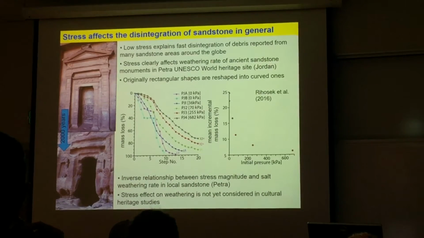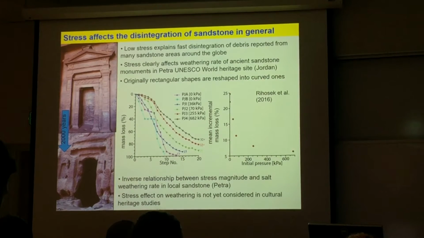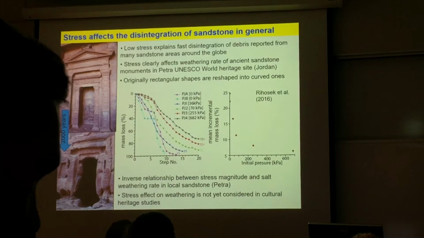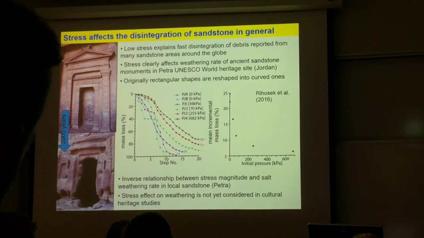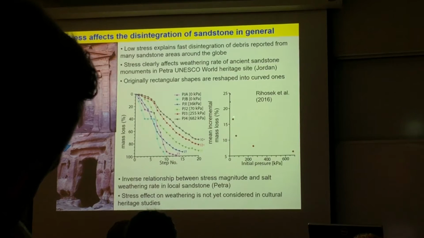Obviously, it's not just these several forms which are affected by these processes. The stress obviously affects the weathering and erosion of many sandstones in general, and you can see it nicely in the Petra World Heritage Site in Jordan, where originally we had nice rectangular shapes, and over 2 millennia these forms were shaped into much more natural ones. When the material from Petra was tested, it was shown that the pressure with which you pressurize these cubes affects the erosion rate. The higher the pressure, the lower the erosion rate.